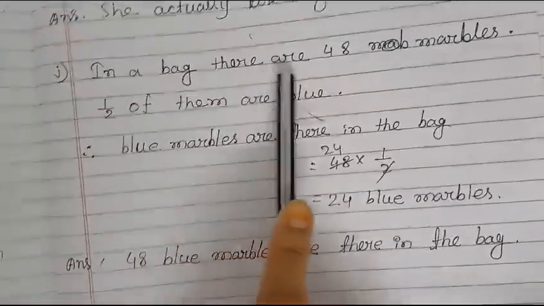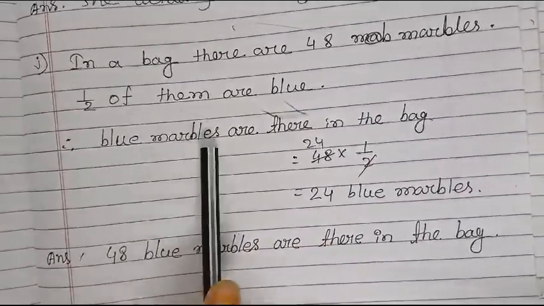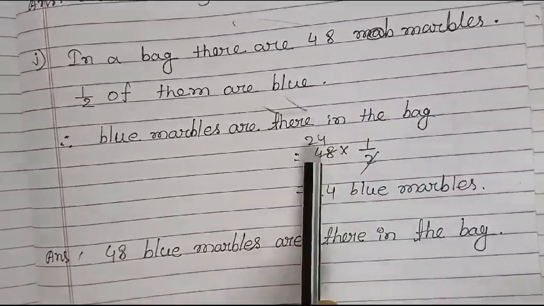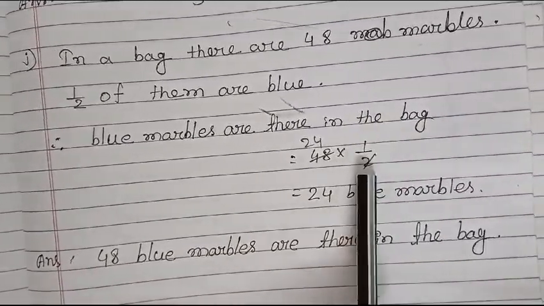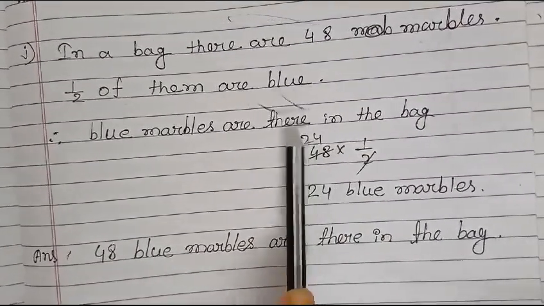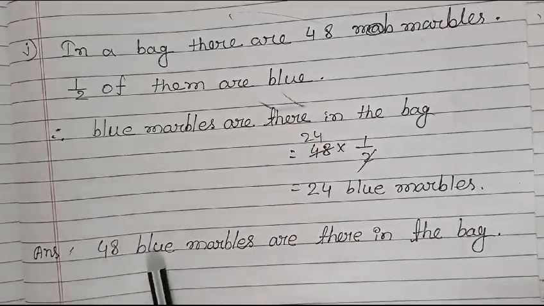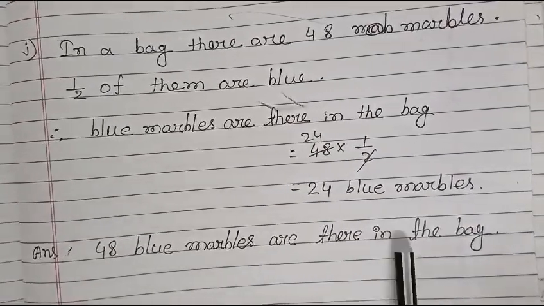In a bag, there are 48 marbles. 1/2 of them are blue. Therefore, blue marbles in the bag: 48 multiply 1/2. 2 24s are 48. 24 1s are 24. 24 blue marbles. Answer, 24 blue marbles are there in the bag.